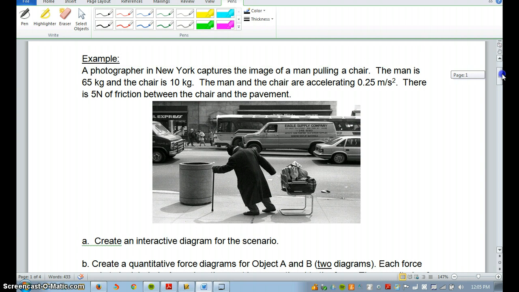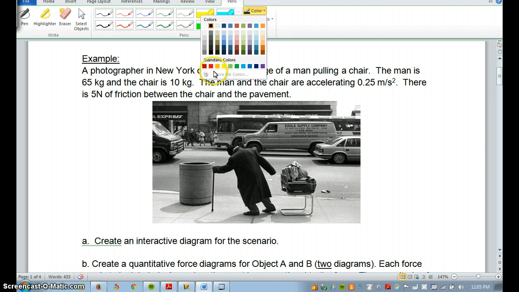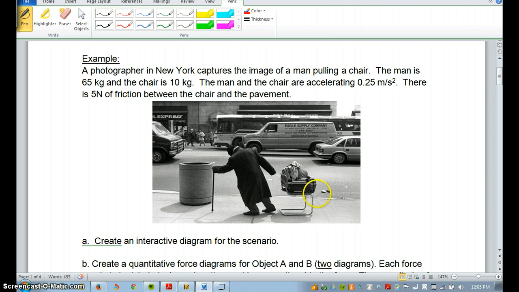So we'll start off with creating an interactive diagram. Perhaps I'm going to use the color red for this one and start labeling these. And when you're doing your own, I'd like you to label those as well. I'm going to put the earth underneath here. The first question I ask is, is there gravity? There's gravity between the man and the earth. There's also gravity between the chair and the earth. We have the pavement over here.